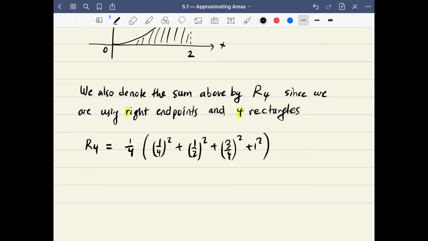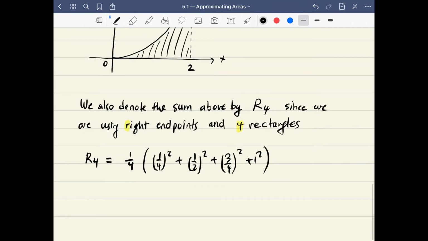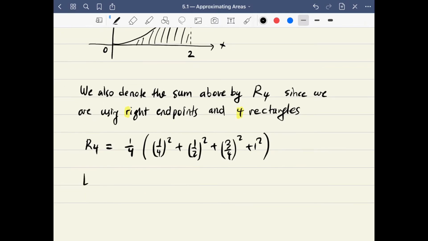All right. So you could do the same thing now by using left endpoints. And let's see what happens. Okay. Let's do the same approximation using left endpoints.